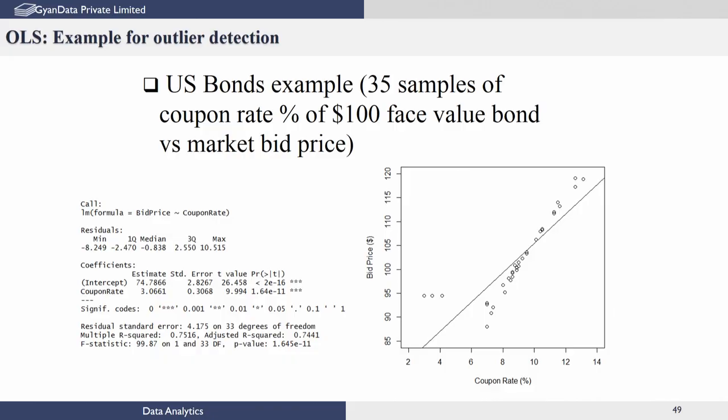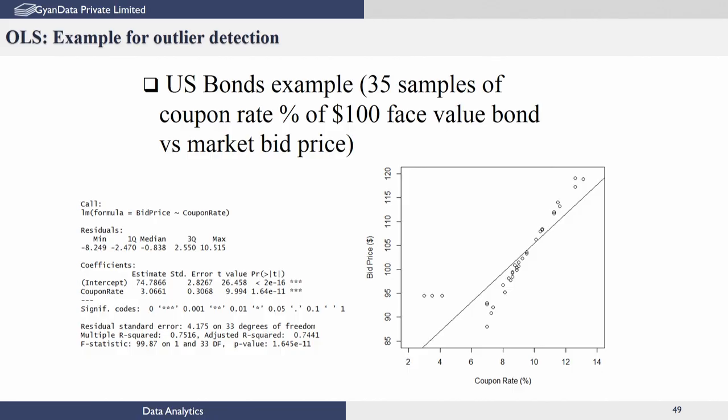Again, we will illustrate this with an example. Here is a US bonds example which consists of 35 samples, US bonds whose face value is $100, and a guaranteed interest rate is provided for each of these bonds depending on when they were released and so on. There are different bonds with different interest rates, but these are also traded in the market, and their selling price in the market, or bid price, would be different depending on the kind of interest rate they attract.